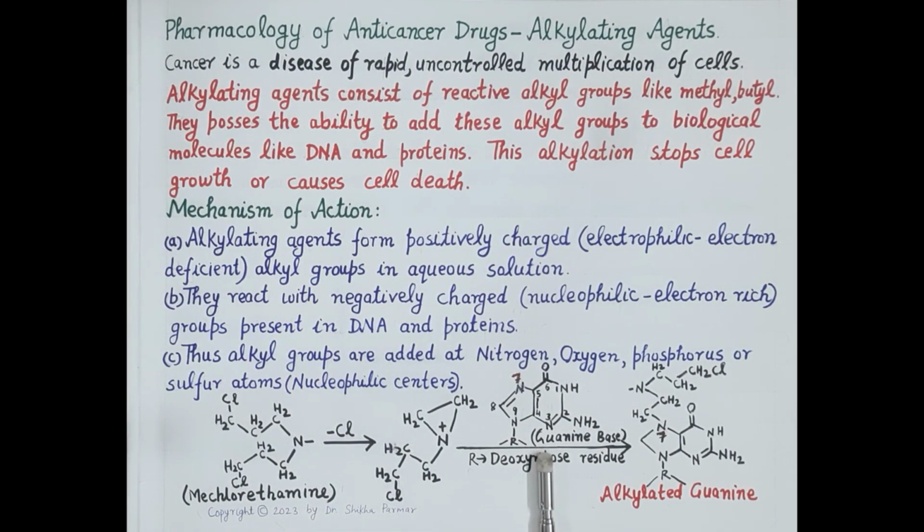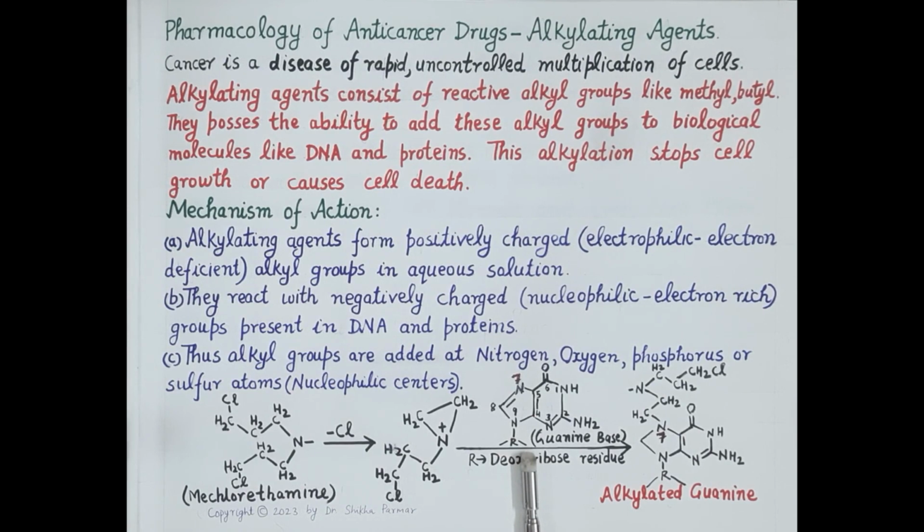Now, besides guanine, other nucleobases that can be alkylated are adenine, cytosine and thymine. Now, alkylating agents can alkylate proteins and DNA, thus making them non-functional. Now, alkylating agents rapidly attack bases which are present on the DNA, and this causes damage to the DNA.